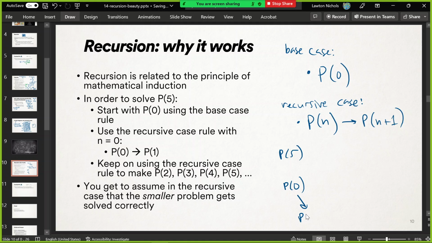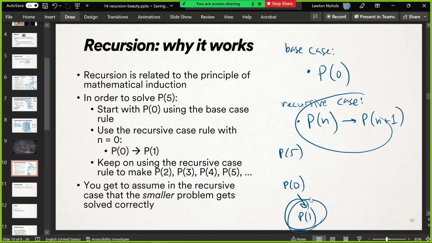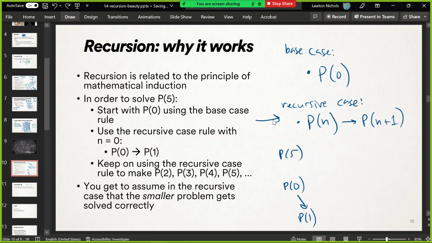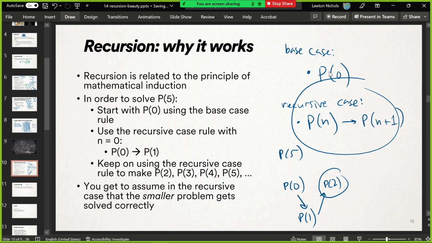So I can build P of 1 from P of 0, and then I could run this again, because now I have right in front of me the solution to P of 1. So I can set n to 1 in the recursive case. I can run the recursive case rule with n set to 1. If you give me P of 1, which I have, I can give you P of 2. That's what it tells you it knows how to do. So it can use that to make P of 2, and I think you can see the game you can play now. You can use the P of 2, now you have that answer. You can use that with the recursive case rule to build P of 3.